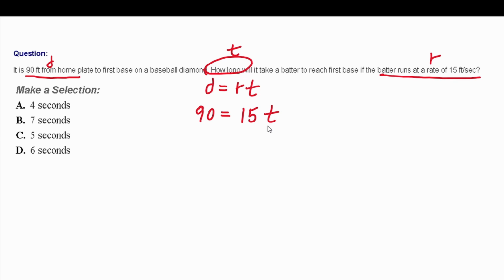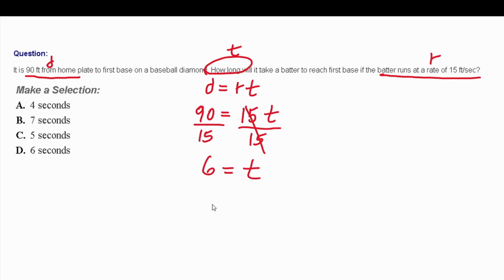Okay, so now we're just going to treat this as a one-step equation, and we're going to try to solve for T. To do that, we're going to divide both sides by 15. This, of course, crosses out over here, leaving you with just T on that side. 90 divided by 15. We should be fairly good with our times tables in order to be successful on the ASVAB. So if you need to use your fingers, you can. 15 plus 15 is 30, plus 15 is 45, plus 15 is 60, plus 15 is 75, plus 15 is 90. So in other words, 90 divided by 15 is 6.